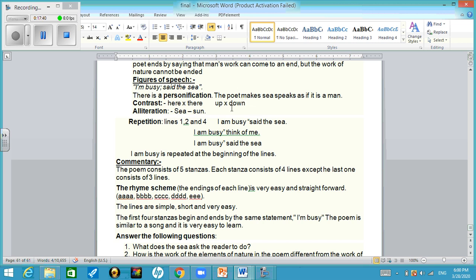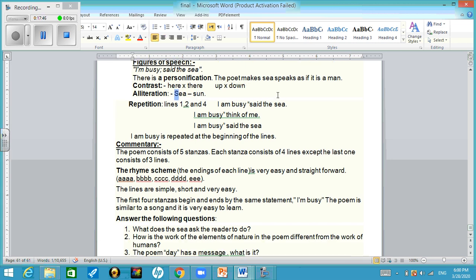And then we have alliteration. Alliteration like what? Like sea, sun. It begins with the same consonant. And then we have repetition. Like I'm busy, said the sea. I'm busy, think of me. I'm busy, said the sea. So this is a repetition. He said I'm busy 3 times. This is the repetition at the beginning of each line.